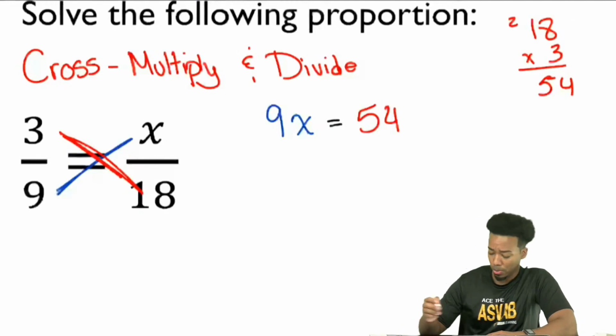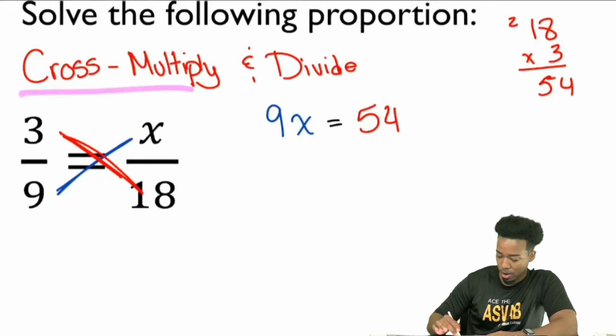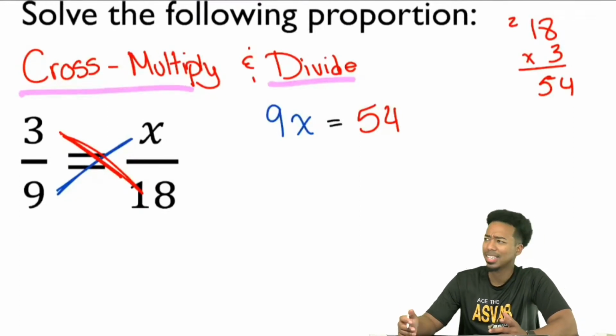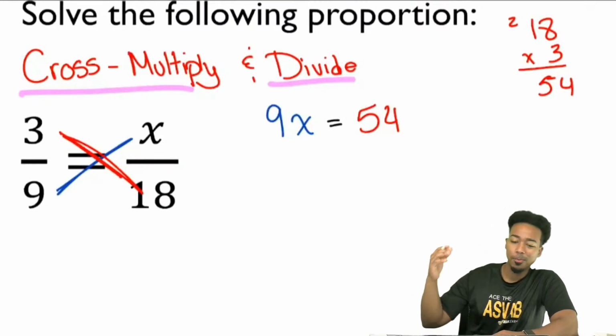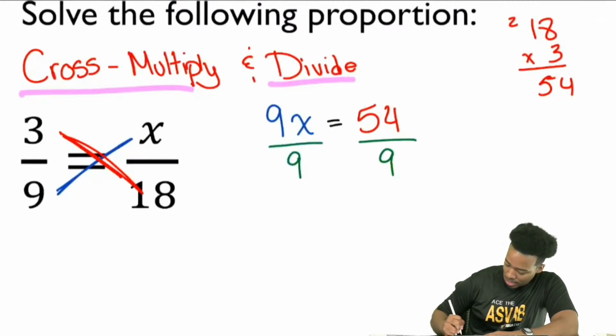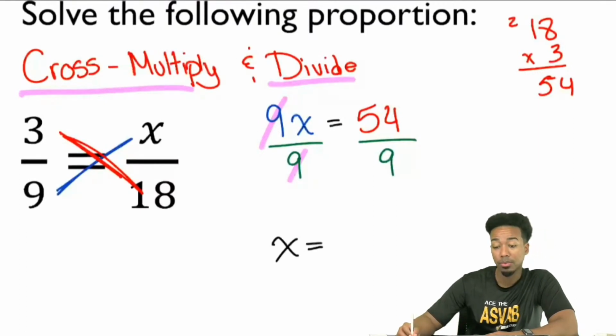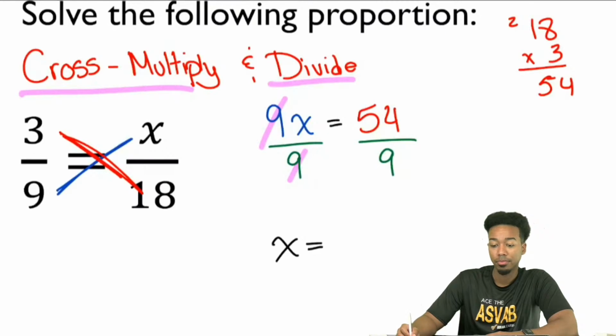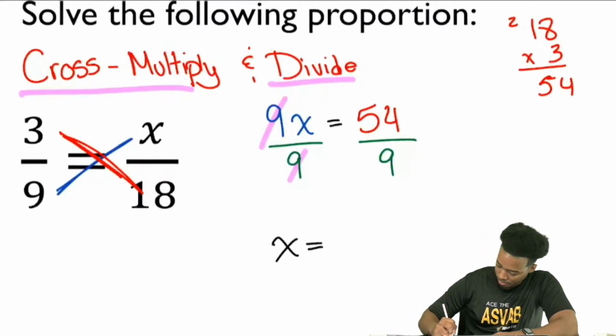The last thing we need to do, as the process says, is cross multiply and then divide. We're going to go ahead and divide both sides now by 9. And so that's going to cancel out right there. And our answer is going to be x equals what, my party people? It's going to be 6. Sounds good.